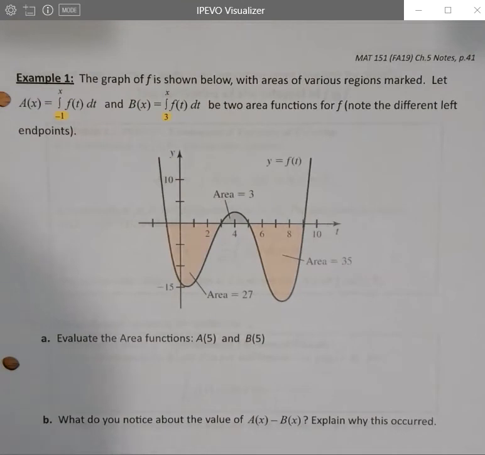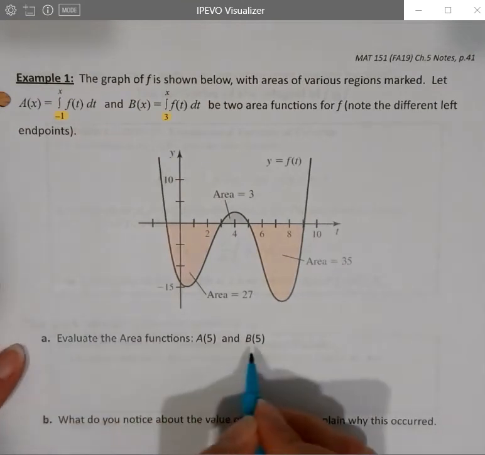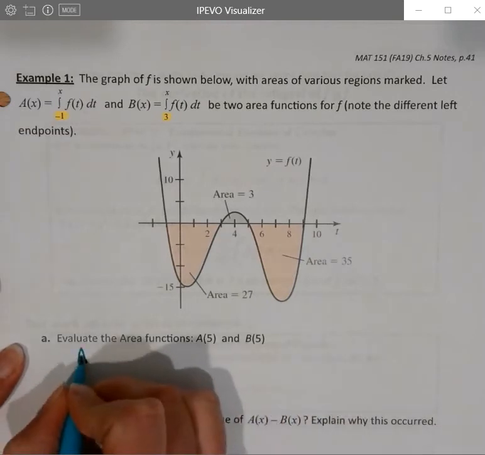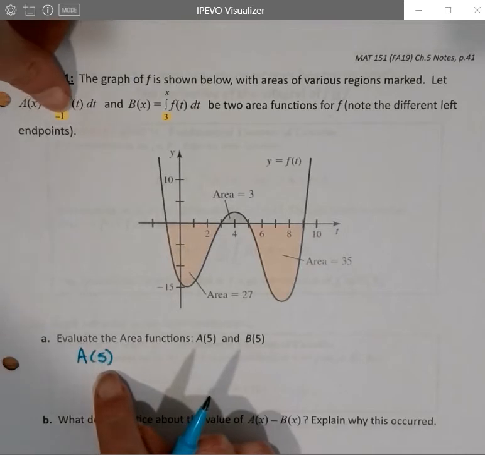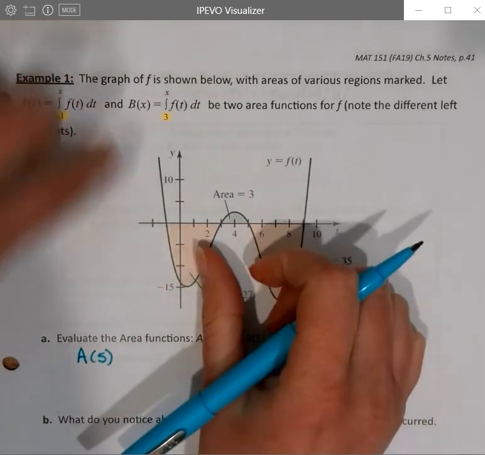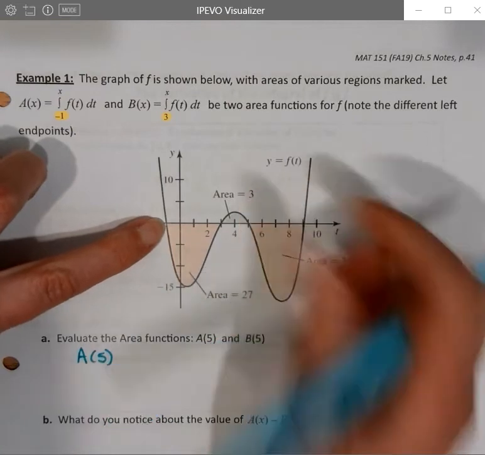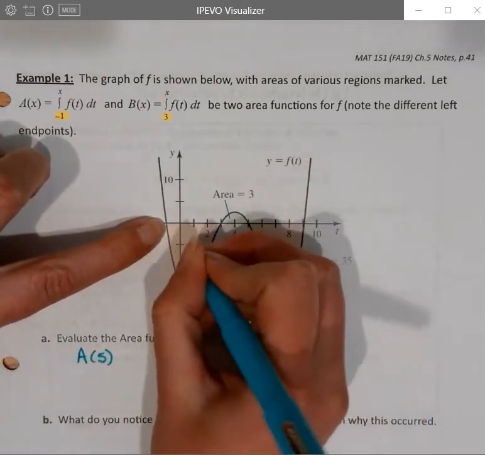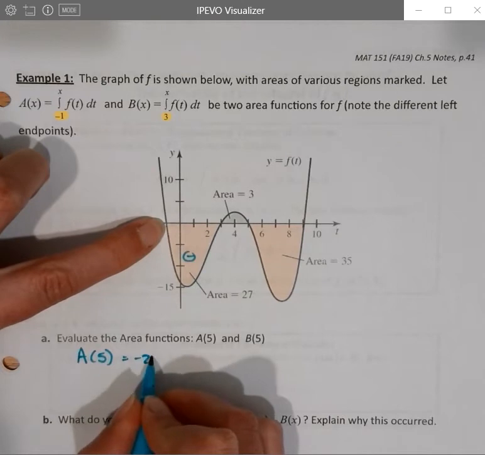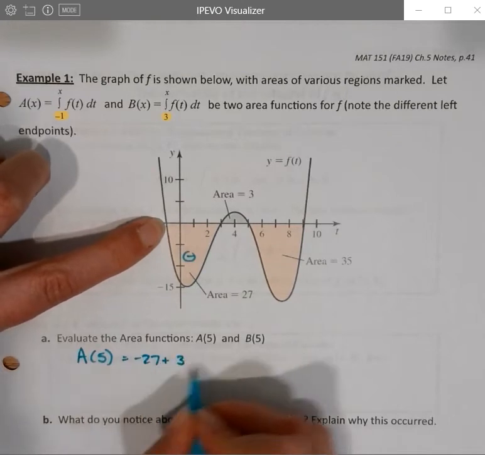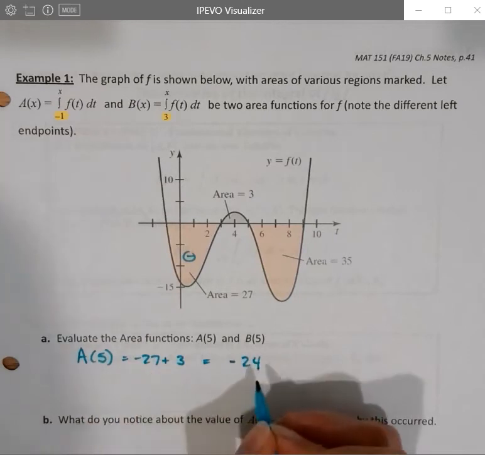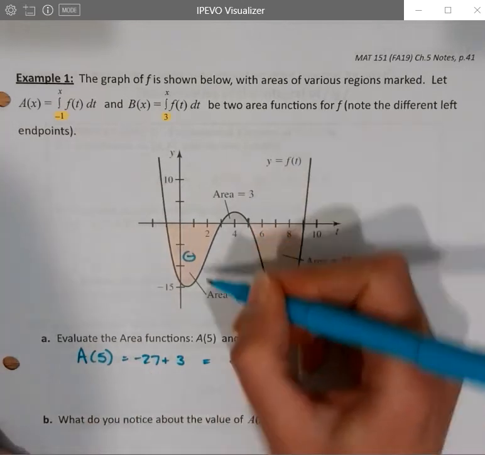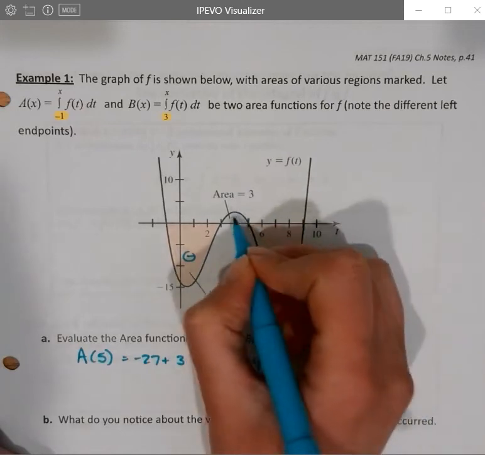All right, now I can call these areas as functions. And so if I want to evaluate A of 5 first, A of 5 is going to be the integral from -1 to 5. And so if I'm going from -1 to 5, this area is negative, so we're going to have -27 plus 3. So we're going to end up with a net -24 for that area. So we're going all the way to 5. We have negative, positive, negative areas.